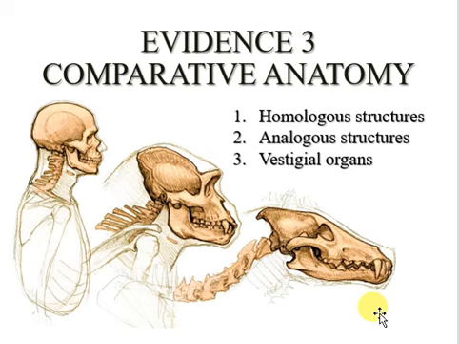Third line of evidence, and my favorite, is comparative anatomy. Comparative anatomy is the study of anatomical structures and involves comparing the structural features of related animals to ascertain the degree of similarity between them. Oftentimes, if species share similarities in structures, it may mean that they share a common ancestor. But again, this isn't always the case, as we'll see.